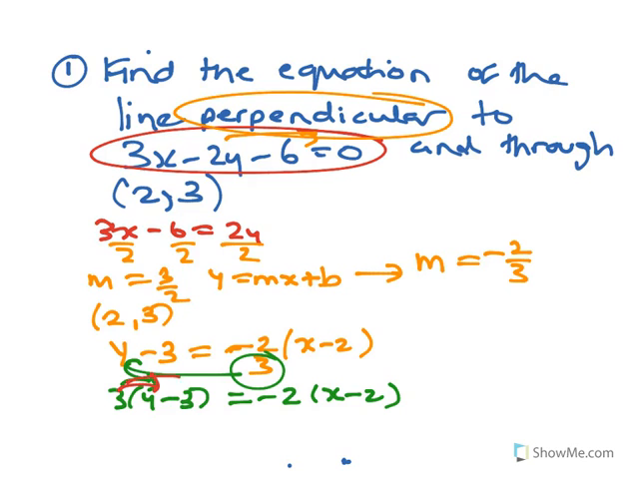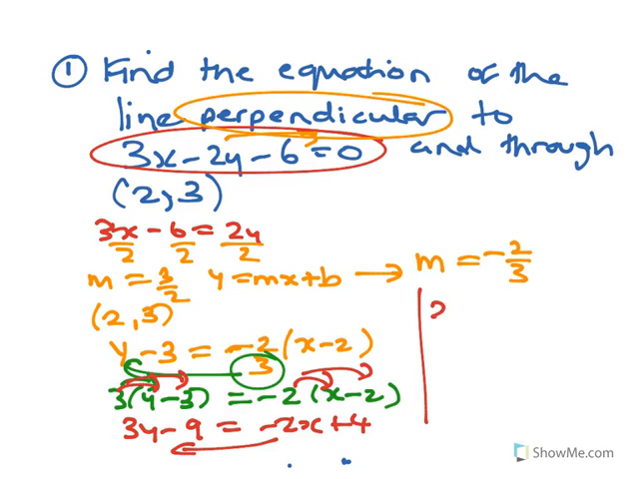Expand all these brackets. 3y minus 9 is minus 2x plus 4. Then you bring everything to the one side, so you've got 2x plus 3y minus 9 minus 4 is 0. 2x plus 3y minus 13 is 0.